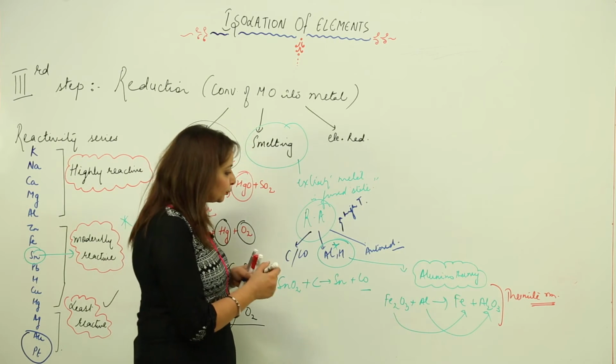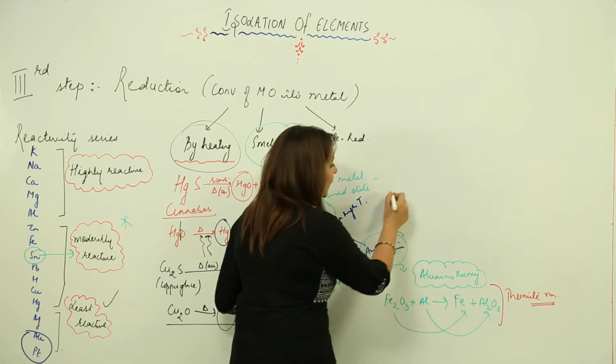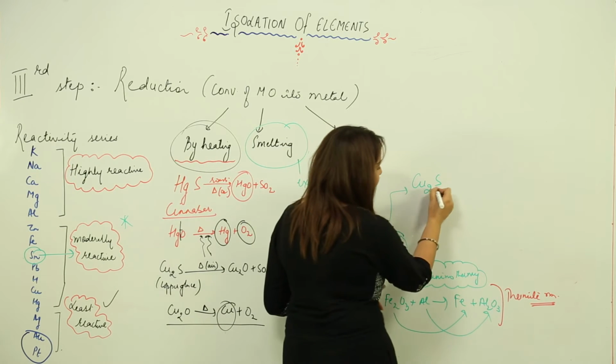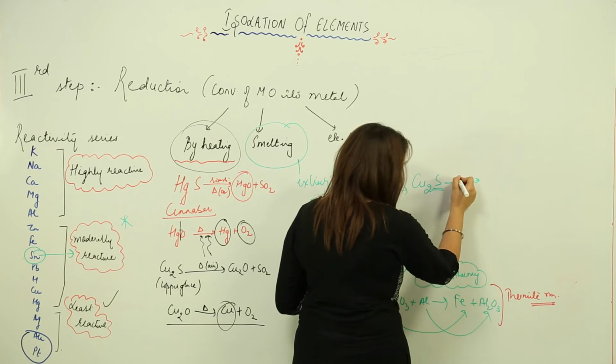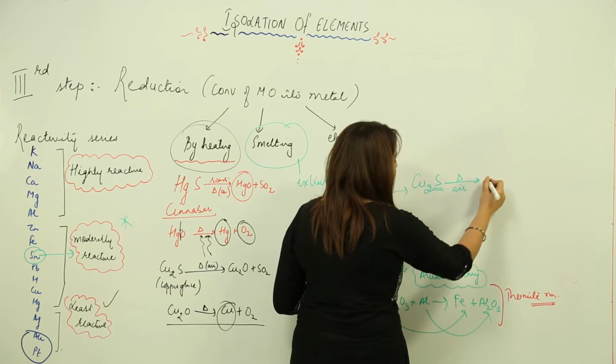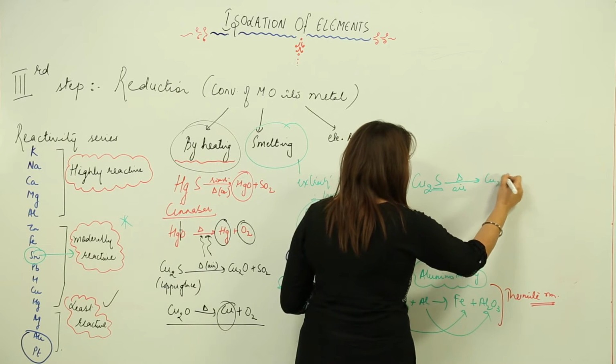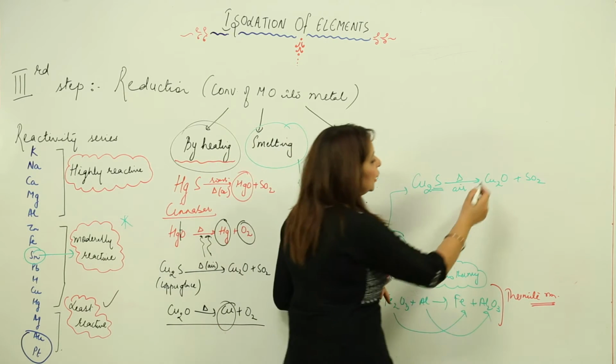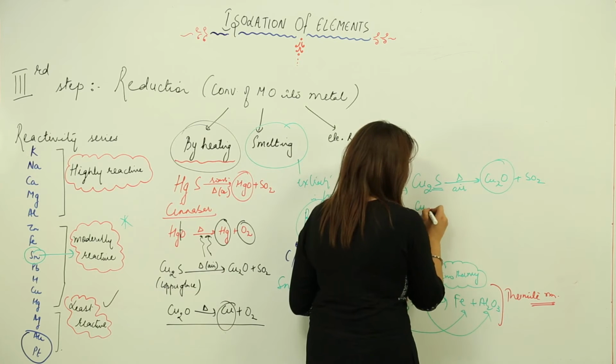Auto reduction. For example, I have a copper ore, let us say copper glance. It is a sulfide ore. In the second step I will be roasting it, heating it in a supply of air. What do I get? I get this. Now I can reduce this copper oxide by two methods.